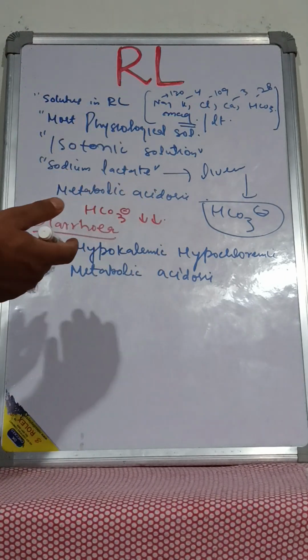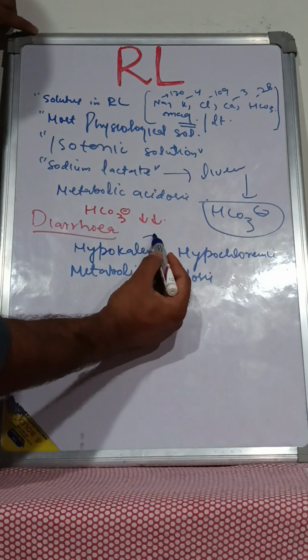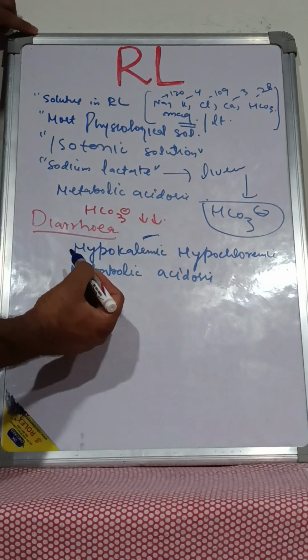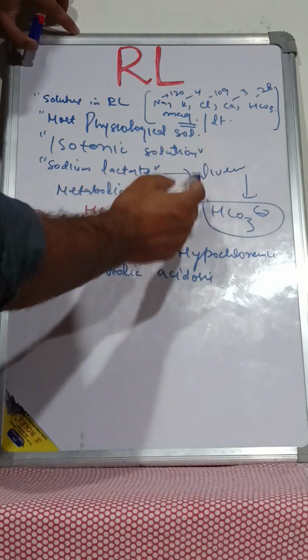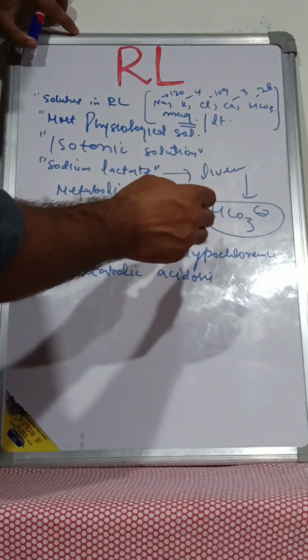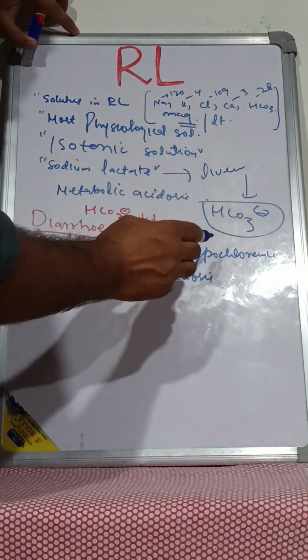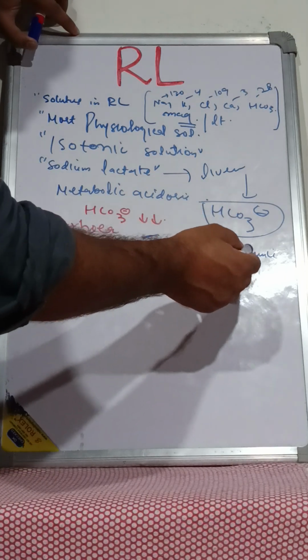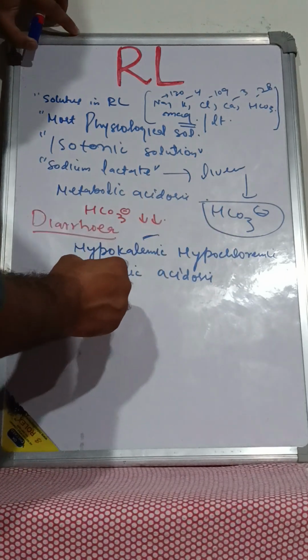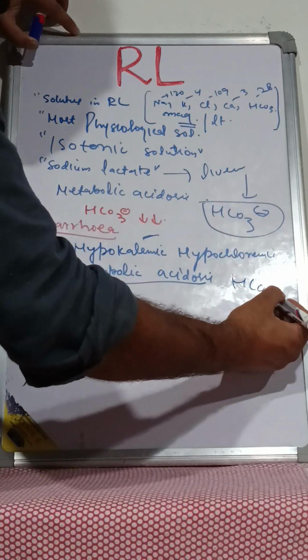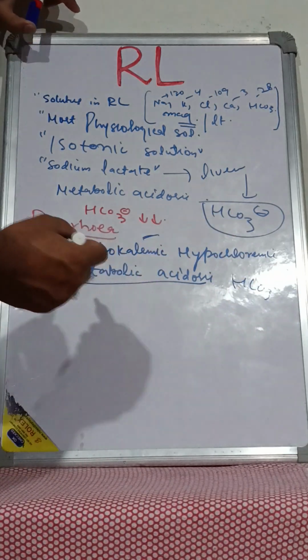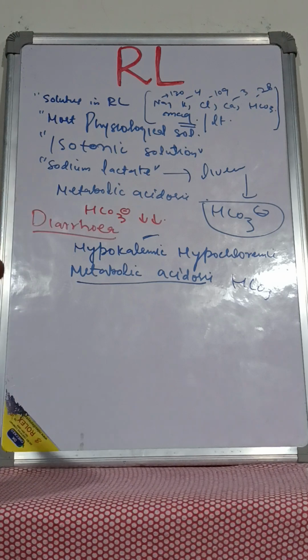When you are using RL, it will provide the potassium. That means hypokalemia, the decreased concentration of potassium, will get corrected. Hypochloremia, since it also contains chlorine, the concentration of which is almost identical to that in blood, will also get corrected. And metabolic acidosis, since it supplies bicarbonate, will also get corrected. So that means it is the fluid of choice in diarrhea.